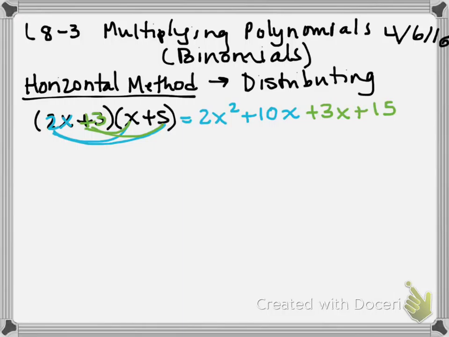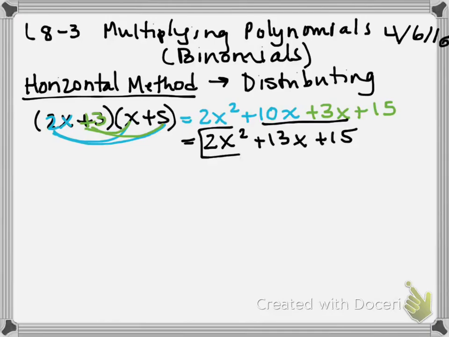Now, some people call it a double rainbow, because you've got these kind of curvy things going on. I think that's silly. It's just distribution. So what we look for is any like terms. And if there are going to be like terms, they tend to be the two in the inside. So we have a 10x plus a 3x is a 13x, and we get a 15.